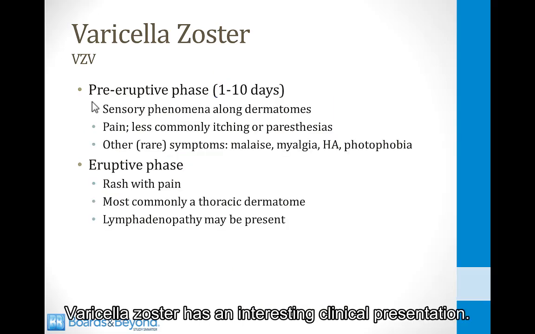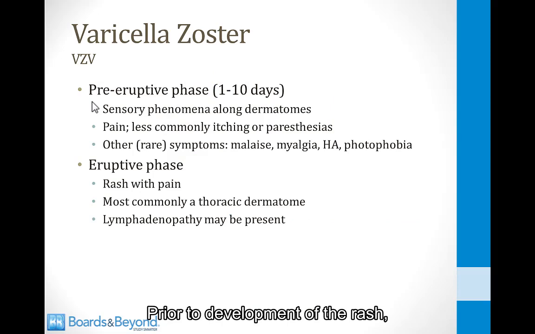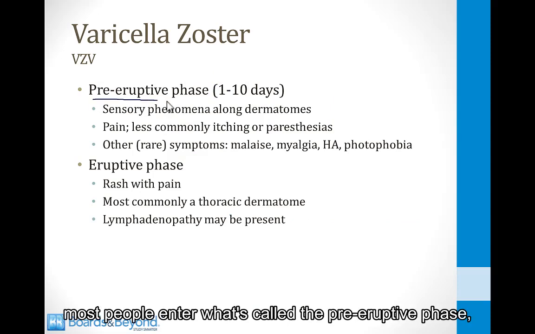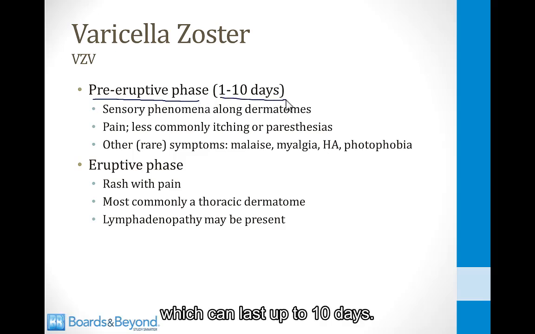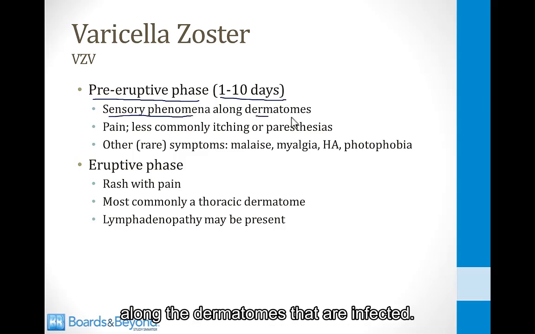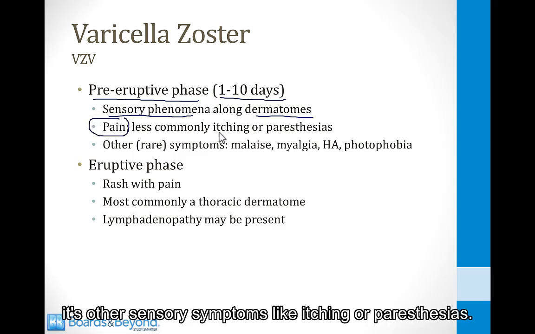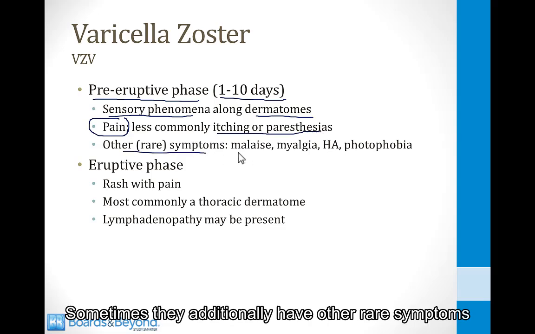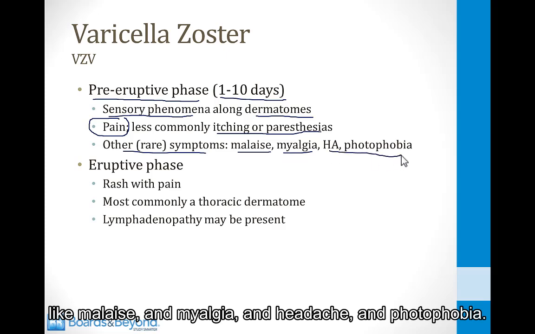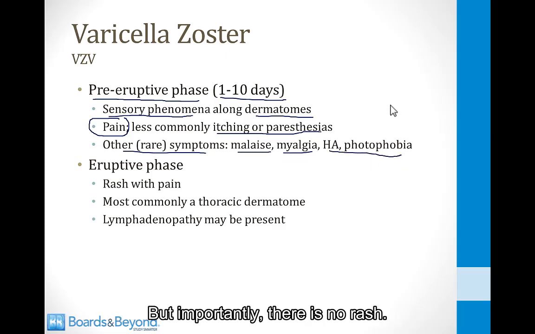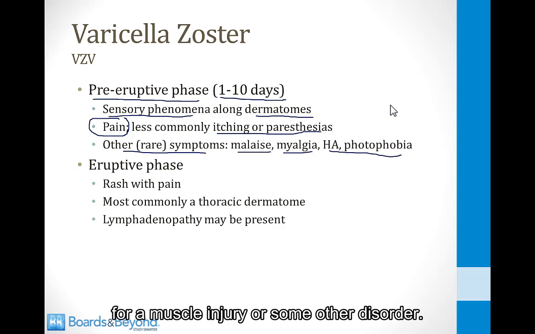Varicella zoster has an interesting clinical presentation. Prior to development of the rash, most people enter what's called the pre-eruptive phase, which can last up to 10 days. During this phase, there is no rash, but patients have sensory phenomena along the dermatomes that are infected. Usually it's pain, but less commonly it's other sensory symptoms like itching or paresthesias. Sometimes they additionally have other rare symptoms like malaise, myalgia, headache, and photophobia. But importantly, there is no rash. This is often mistaken for a muscle injury or some other disorder, and then the rash develops and it becomes obvious that it's a zoster infection.